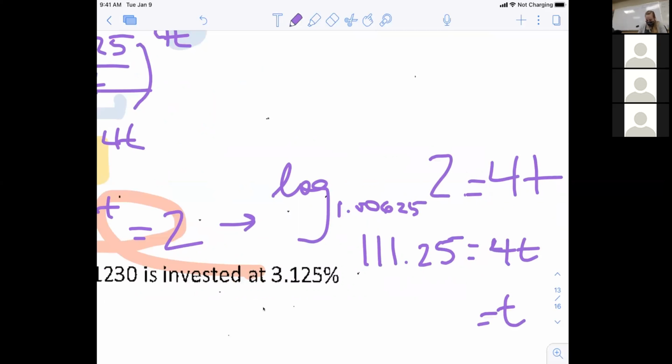And I get about 27.8. Everyone okay with that? Now, depending on how you round, you might be off by a couple decimals or a whole point, and we'll see that as we go.